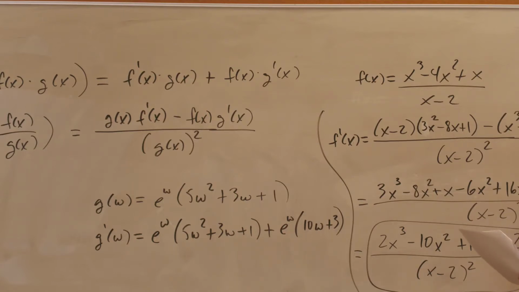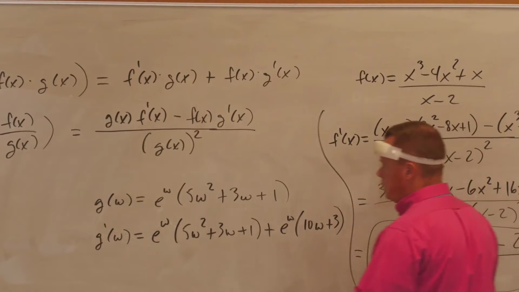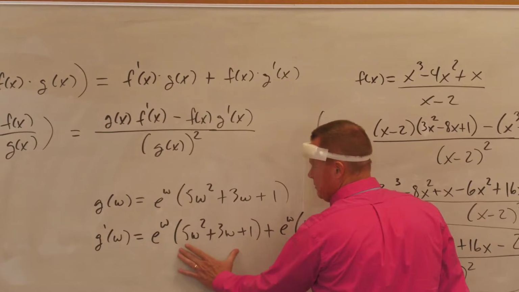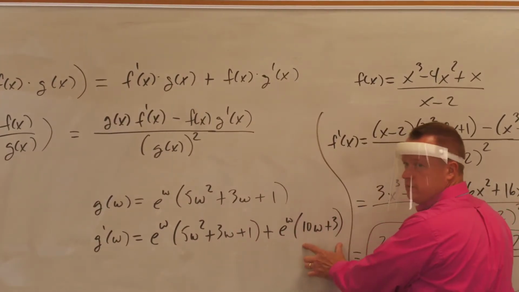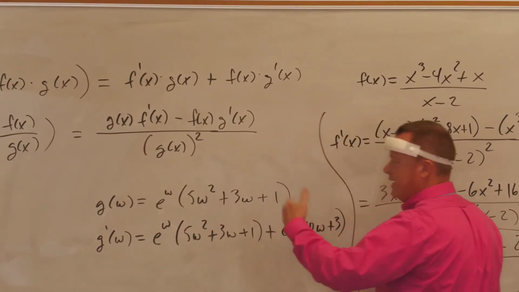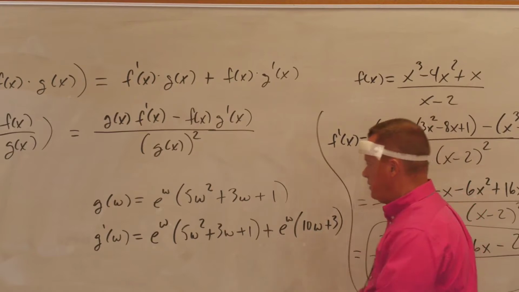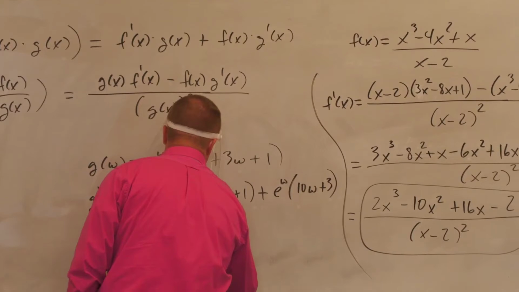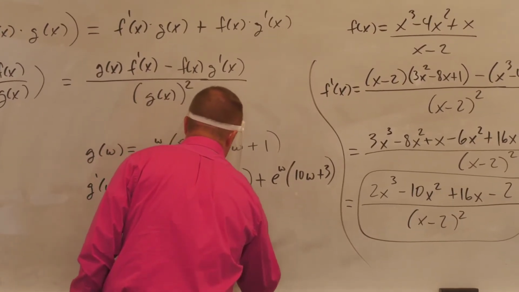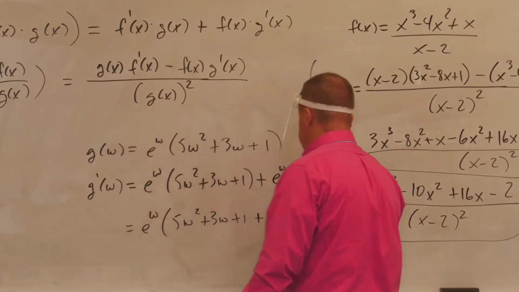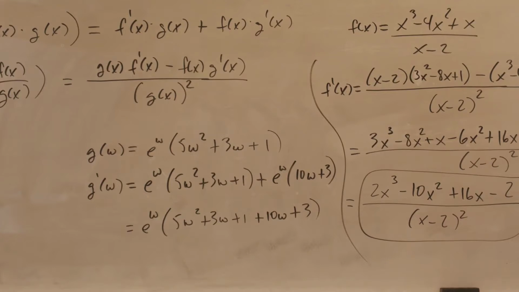Now let's see what we could do there. Rather than multiplying all this out, just notice you've got e^w times this plus e^w times this. So really you've got a term here and a term here. So I would just factor out the e to the w from the two terms. That would give you e^w times 5w squared plus 3w plus 1, and then plus the 10w plus 3. So I just factored the e^w out of both of them. And now just combine terms.